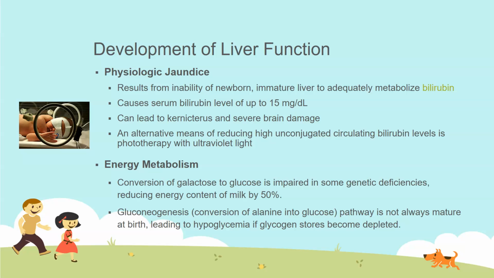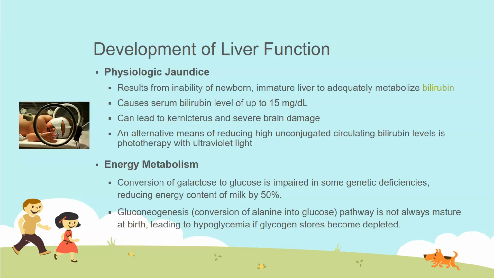One of the ways to reduce the high unconjugated circulating bilirubin levels is phototherapy with ultraviolet light. It's called the Billy lights, and they put the baby in a little incubator and shine the blue Billy light, and they usually cover their little eyes up so it doesn't damage their eyes. A way to do it at home would be to lay the baby in its diaper in sunlight also, but the Billy light does a really good job, especially if the infant has to be in the ICU or the newborn unit.